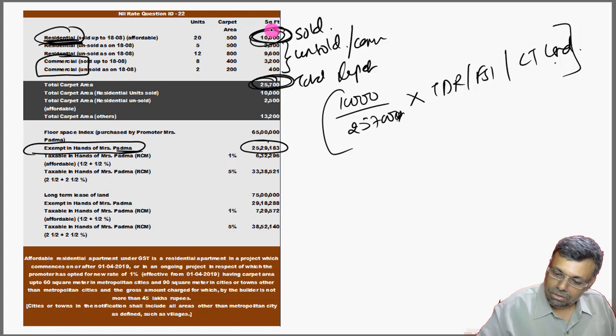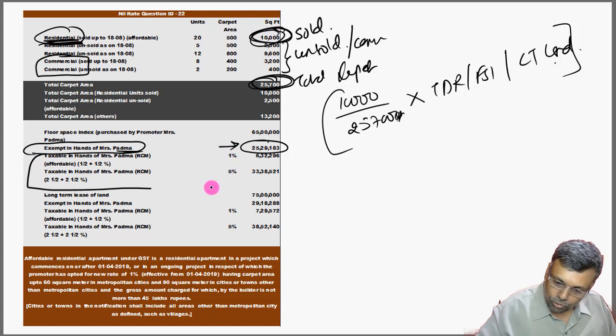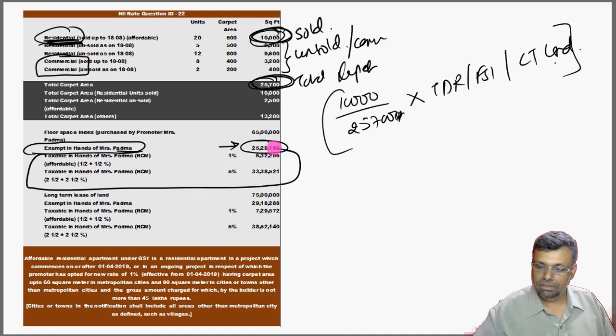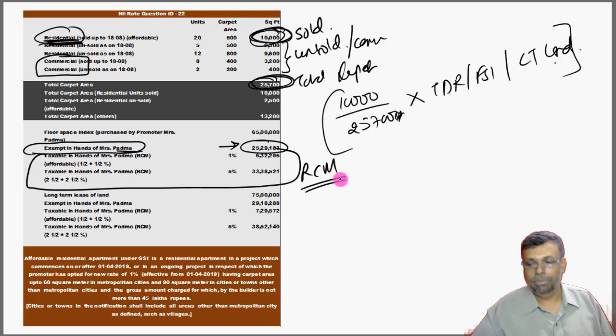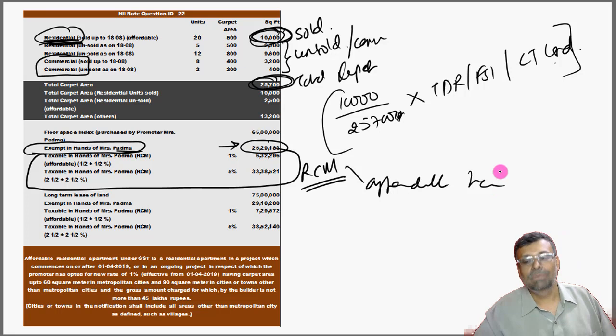Okay, and so to that extent it is fully exempt. All the other proportion, that means the balance figure, is fully taxable as RCM in the hands of the promoter. So on the cutoff date, that much reverse charge mechanism value will be subjected to taxation in the hands of the promoter. Now the only thing, friends, in the RCM, the affordable housing is given some concession.